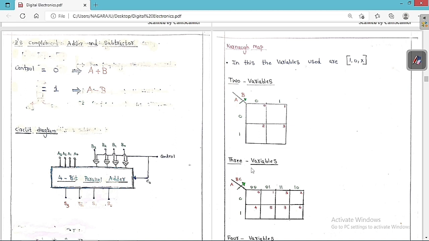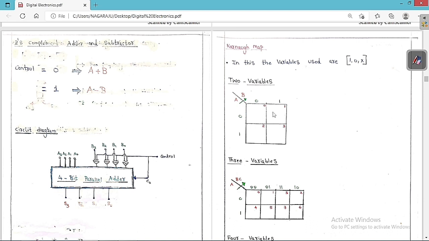Before we go to three variables, let me tell you how to do the grouping in these two variables. You can only group adjacent cells. So these two cells you can group, these two cells you can group, and these two cells you can group. But you can't group cells diagonally. Only in an adjacent way can you group the cells.